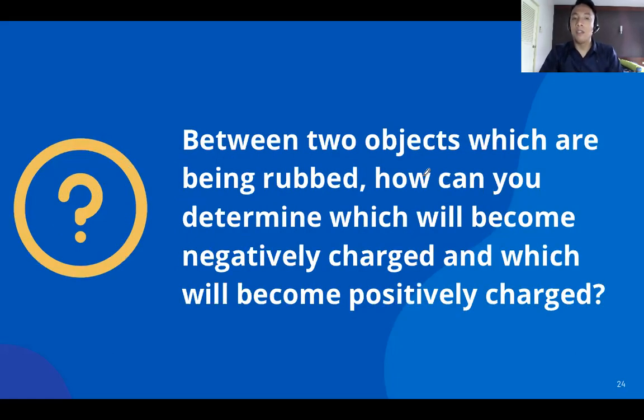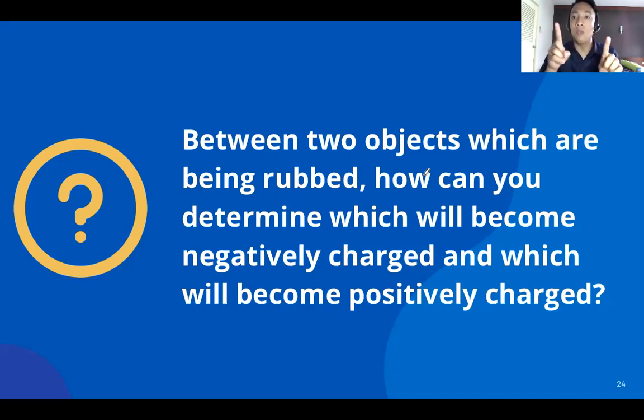Between two objects which are being rubbed, how can you determine which will become negatively charged and which will become positively charged? Wala naman, no? For example, yung fur at yung plastic rod. Pag nirub mo sila, magre-repel sila, tama? But the question is, how can you determine which will become negatively charged and which will become positively charged? Ano ba nalaman? You need to use the net charge.